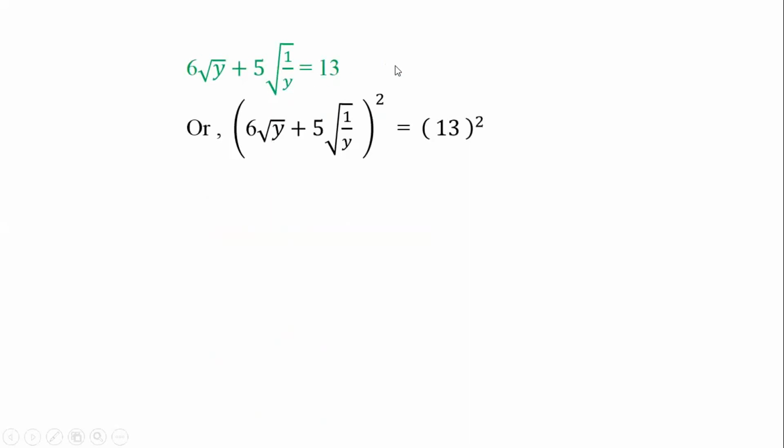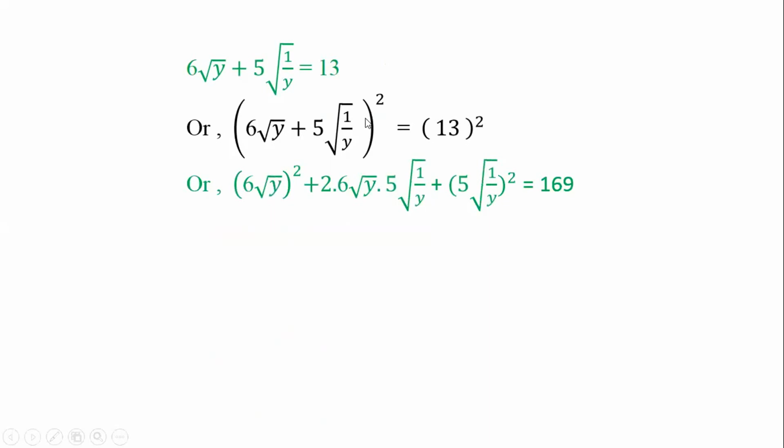If we square both sides, then we get this equation. Here, if we apply the (a plus b) whole square formula, then we get (6 root over y) square plus 2 into 6 root over y into 5 root over 1 by y plus (5 root over 1 by y) square equal to 169. From the first term we get 36y, from the middle term we get 60, and from the last term we get 25 by y, equal to 169.